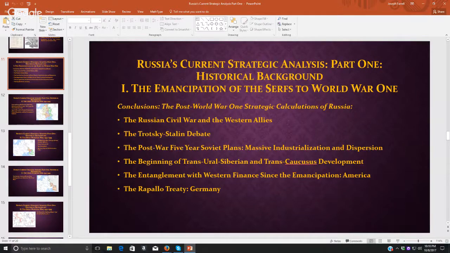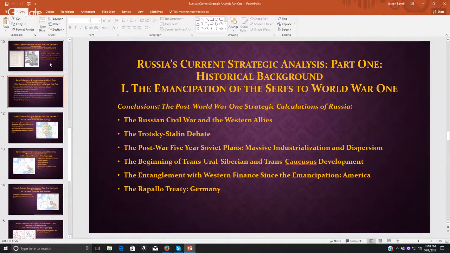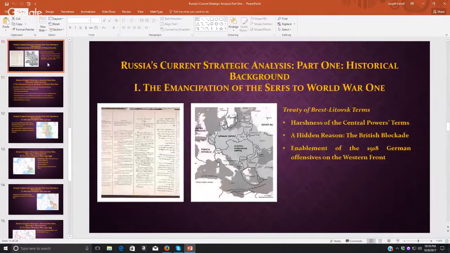Now, the real point of all of this is that it is in the interwar period that you see several things happening as a consequence of the calculation of World War I. Because the Soviets begin their 5-year plans that we've all seen the newsreels of, the massive industrialization and dispersion of industry away from that zone that we saw back here with the Treaty of Brest-Litovsk.